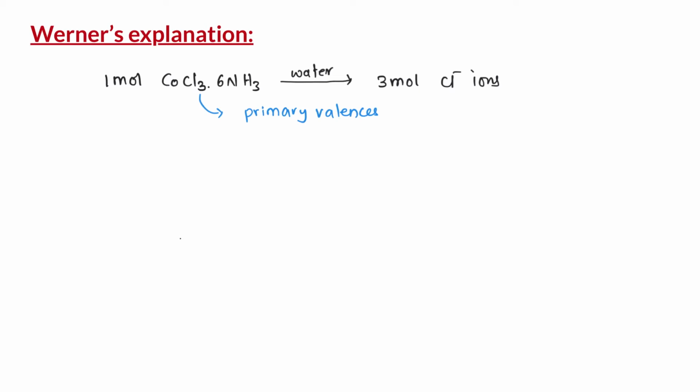Based on these postulates, Alfred Werner tried to explain the observations of the earlier experiment and write the compound's formula in a proper format. The first compound produced 3 ionizable Cl- ions, which means that these 3 chlorines should be primary valences, and they should be placed outside the square brackets. The metal ion cobalt, along with 6 ammonias, which are the secondary valences, should be inside the square bracket. This is the formula of compound 1 in proper format.